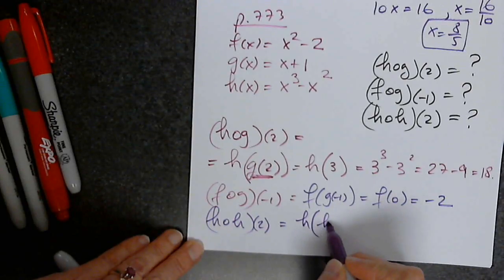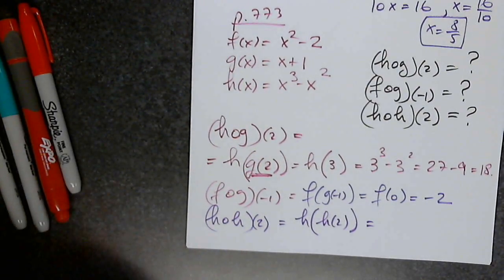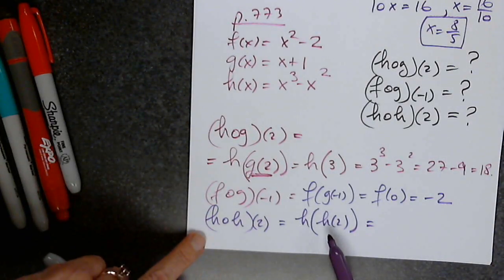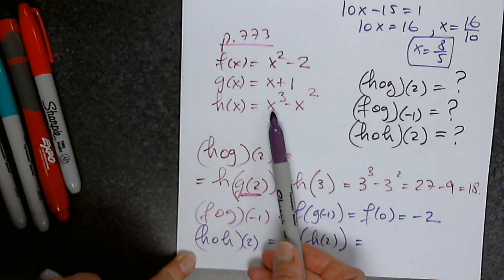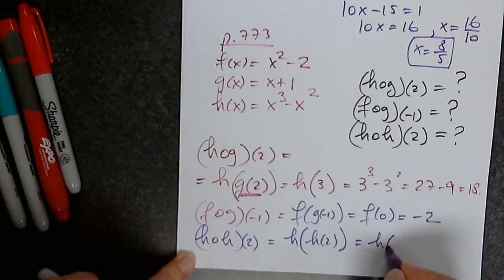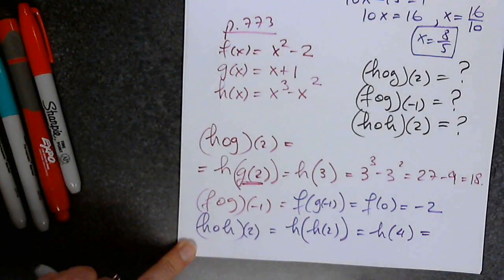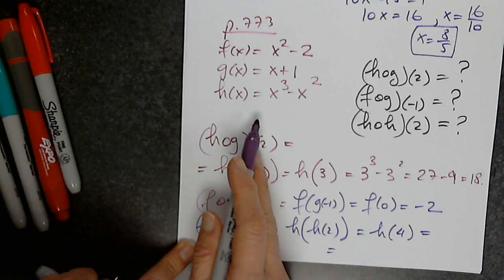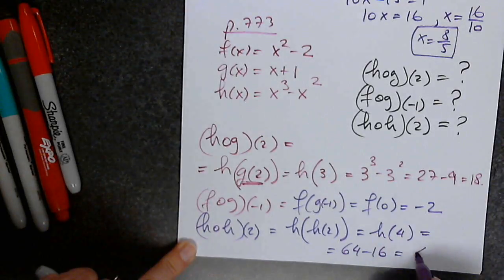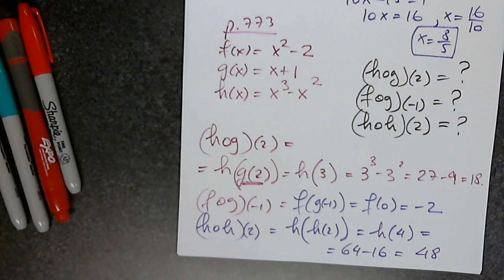This is h of 2. Is this okay, everyone? What about h of 2? Eight minus 4, right? Which is 4. So this is h of 4. And that will be 64 minus 16, which is 48. Do we all agree with 18, negative 2, and 48 respectively? Yes? Yes? Okay. Next problem.